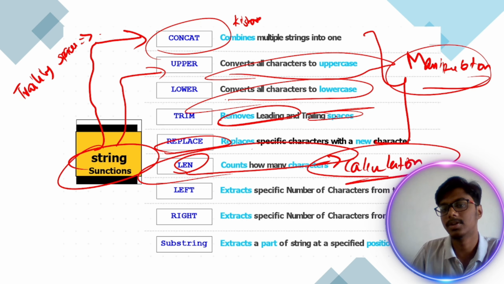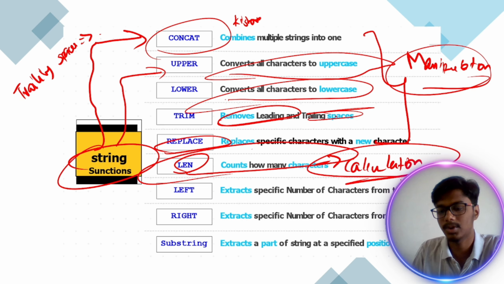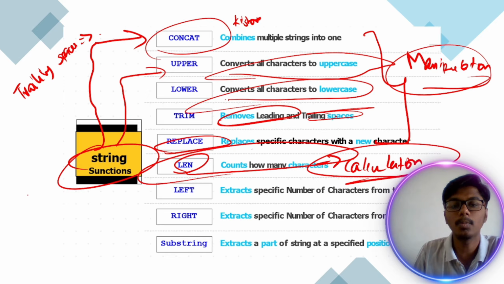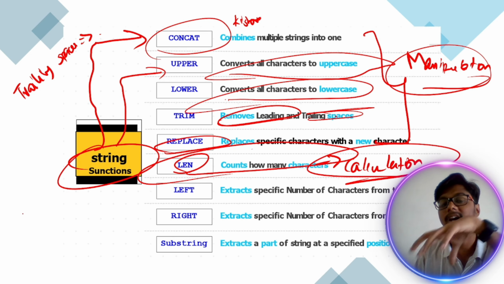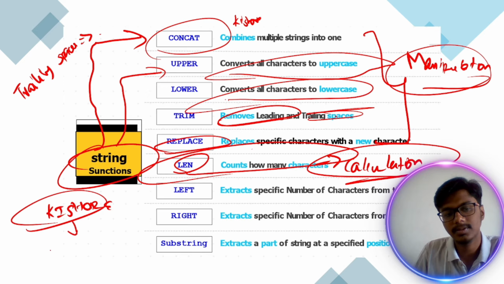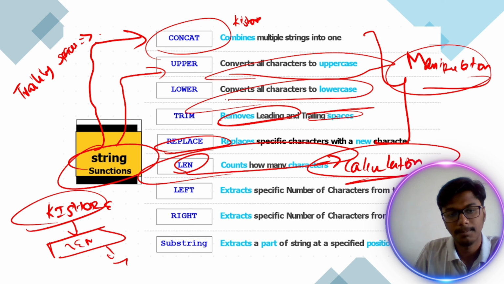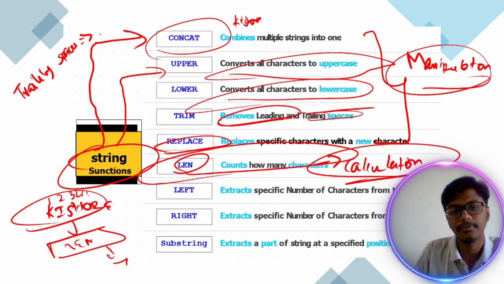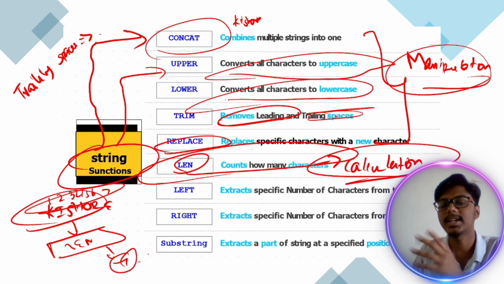Calculation part we are going to learn. So that's how the calculation part works. We are going to count how many characters are available in the string. If we consider KISHORE and give this to the len function, it gives the output as 7, because it counts how many characters are present in the string. If I count 1, 2, 3, 4, 5, 6, 7, there are 7 letters in my name, and I will get 7 as output. So that's how the len function works.